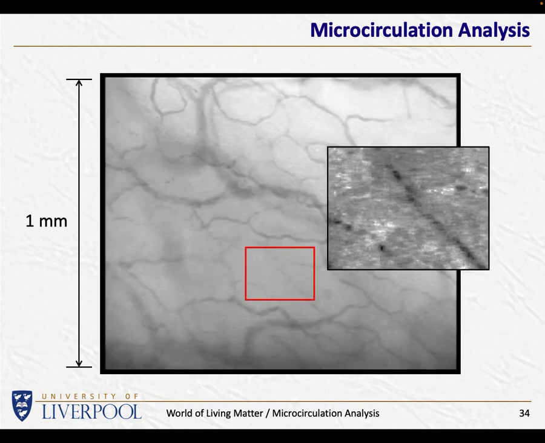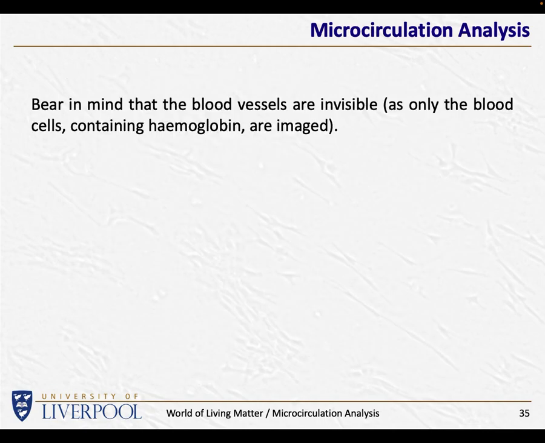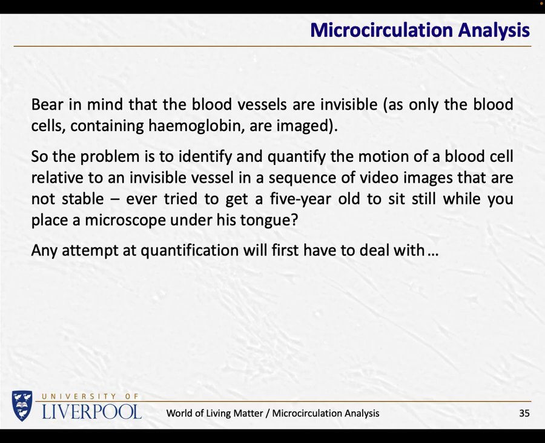When we look in detail at what's actually going on and reduce it to individual pixels, it's very difficult to see what on earth is going on. Every once in a while, we get a dark pixel, which may or may not be a blood cell. But if the vessels themselves are invisible, how are we going to identify the motion of a blood cell relative to an invisible vessel? And of course, the video image, as we've just seen, is not necessarily stable. I mean, have you ever tried to get a 5-year-old to stay still while you put something underneath their tongue?